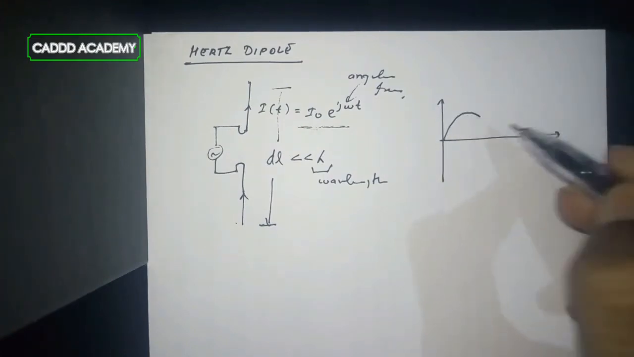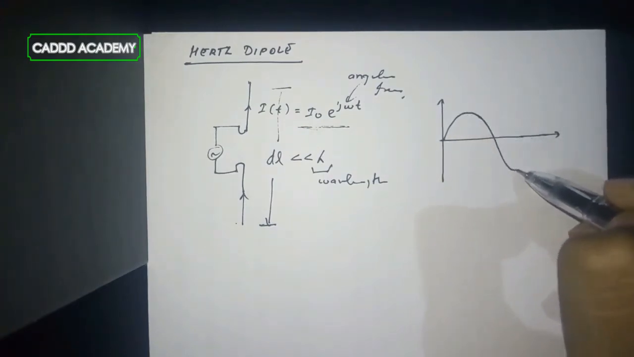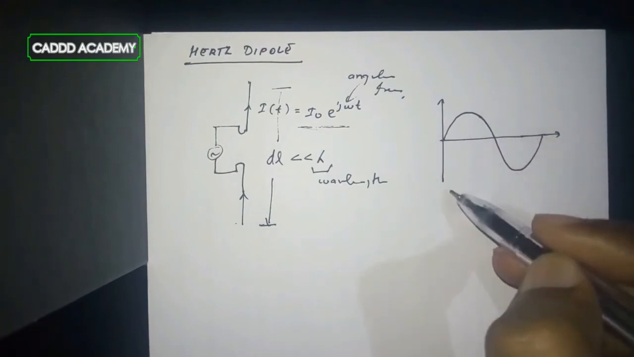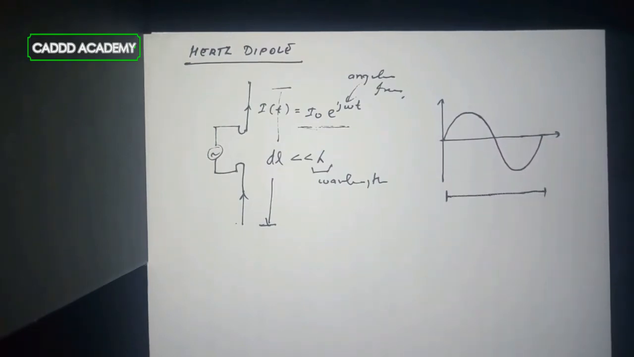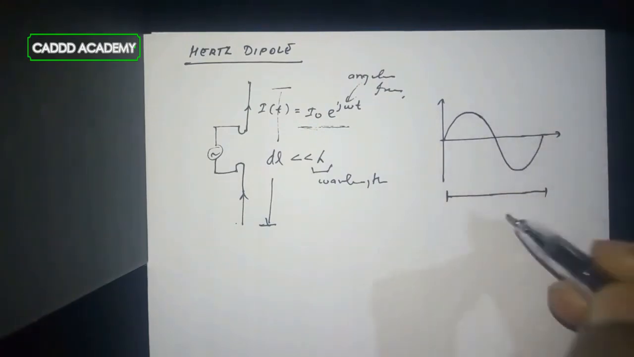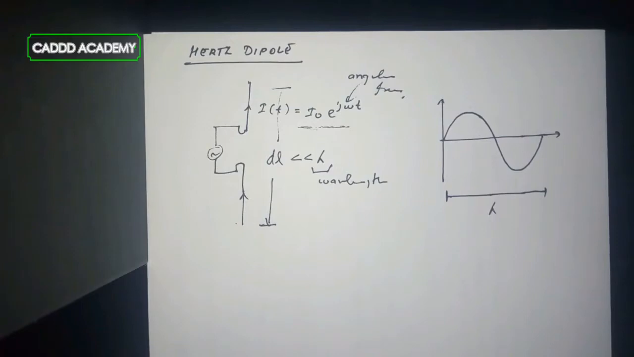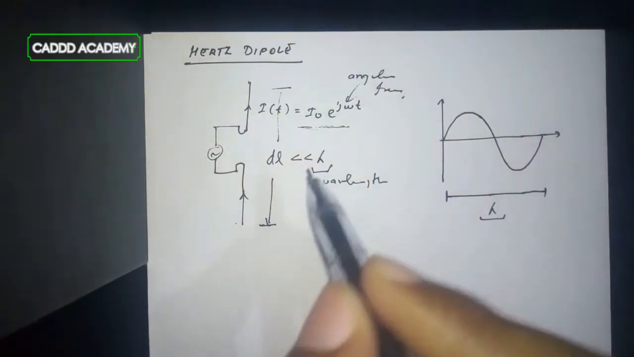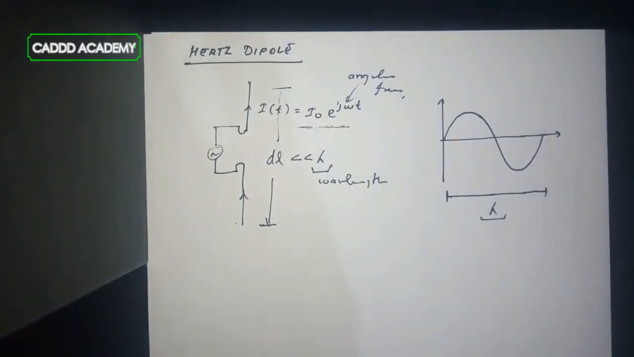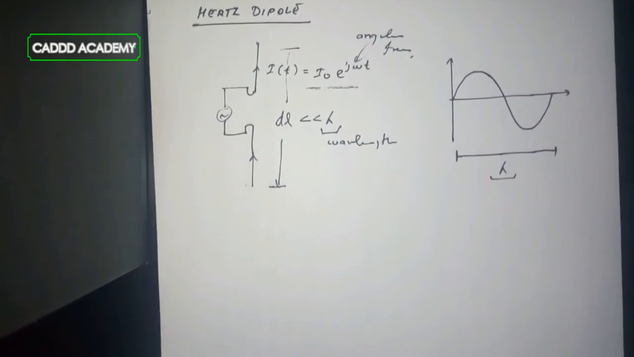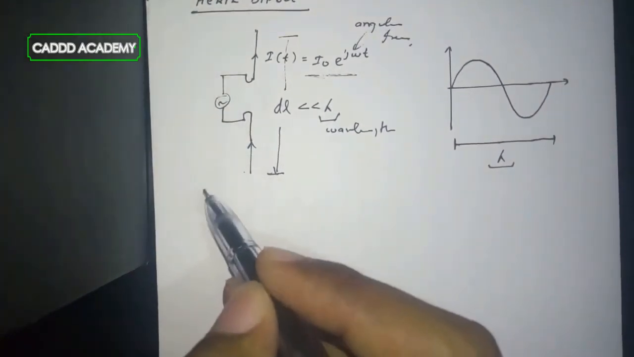The length traveled by the current in one cycle is known as lambda, which is the wavelength. So this wavelength is much bigger than the length of the antenna. Let's see how this Hertz dipole radiates the field.